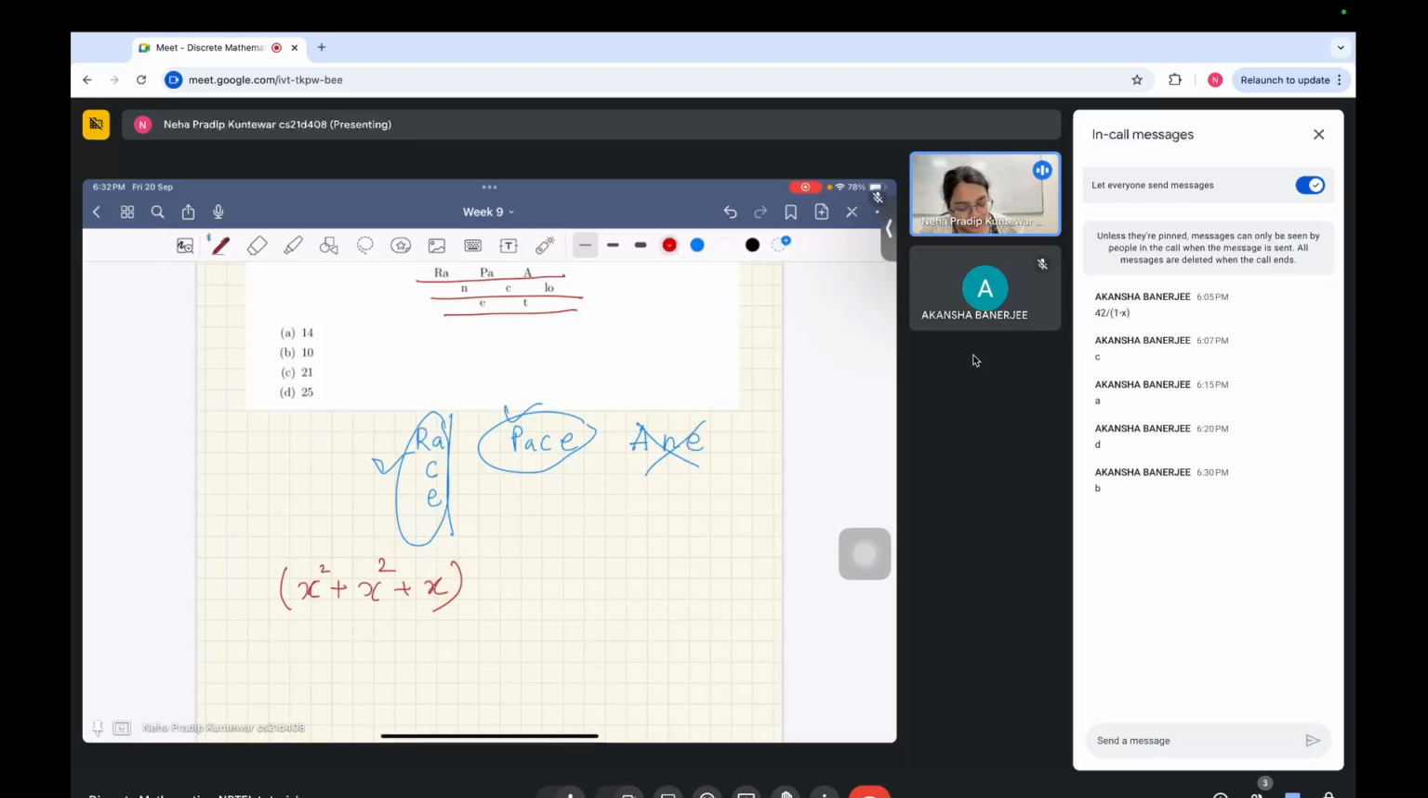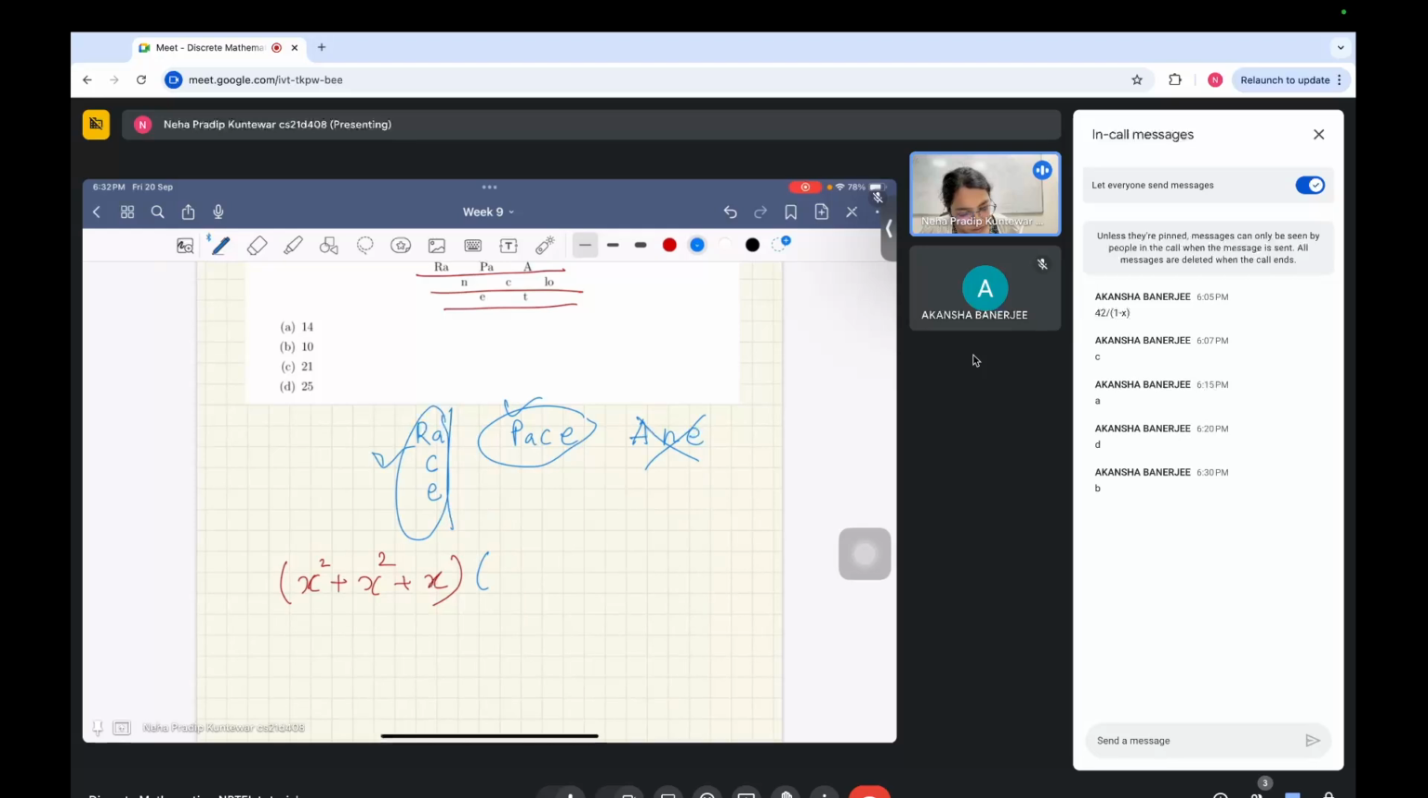Similarly, you do this for the second line. So the second one would be x plus x square, because you have two blocks of one letter and one block of size 2. And then in the third line you just have two blocks of length 1 each.